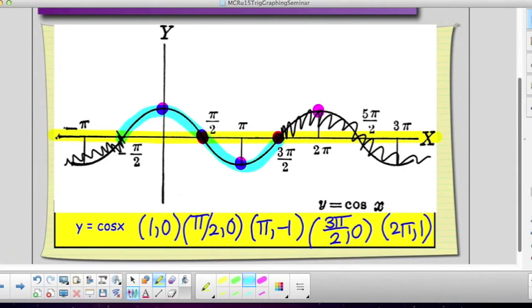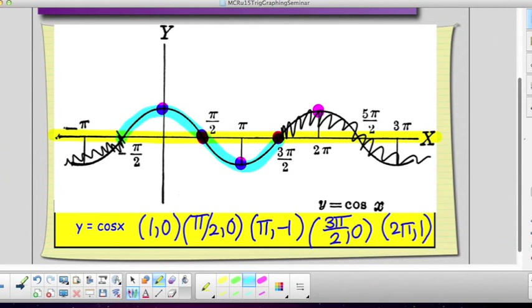Yeah? It looks exactly like the cosine curve, because really the cosine curve is just the sine curve with a shift of 90 degrees. It's just been shifted 90 degrees. So there's a relationship between those two curves.